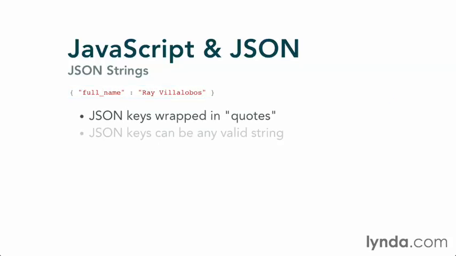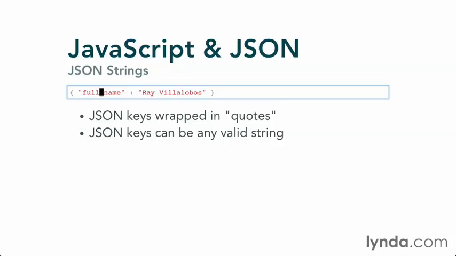JSON keys can be any valid string. That means that you can place hyphens, spaces, and even special characters in your key. But be careful, because that makes it harder to access data. I would stick to just underscores in between spaces. Do not use the hyphens. It's better to just use underscores.